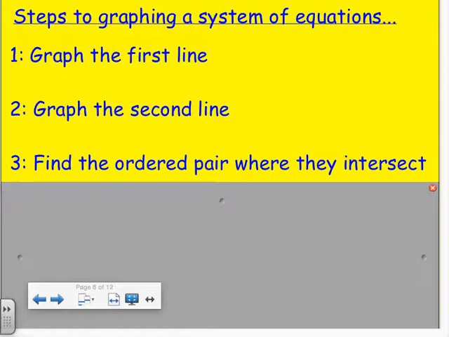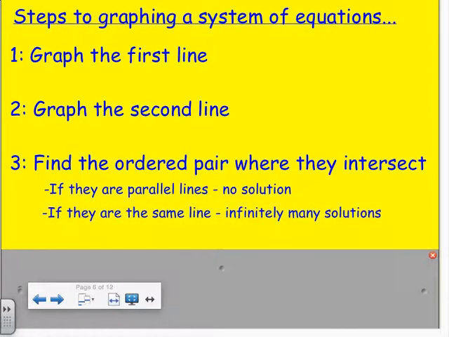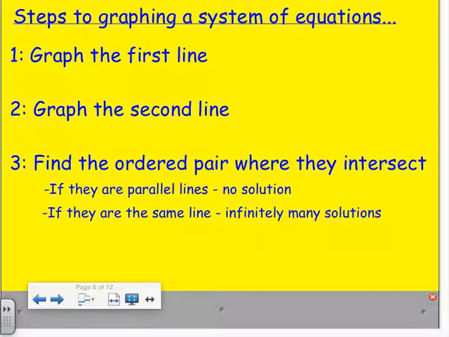Find the ordered pair where they intersect. That is something you're going to do by graphing. If they are parallel lines, no solutions, they're not going to intersect. If they're on the same line, infinitely many solutions, or they overlap.